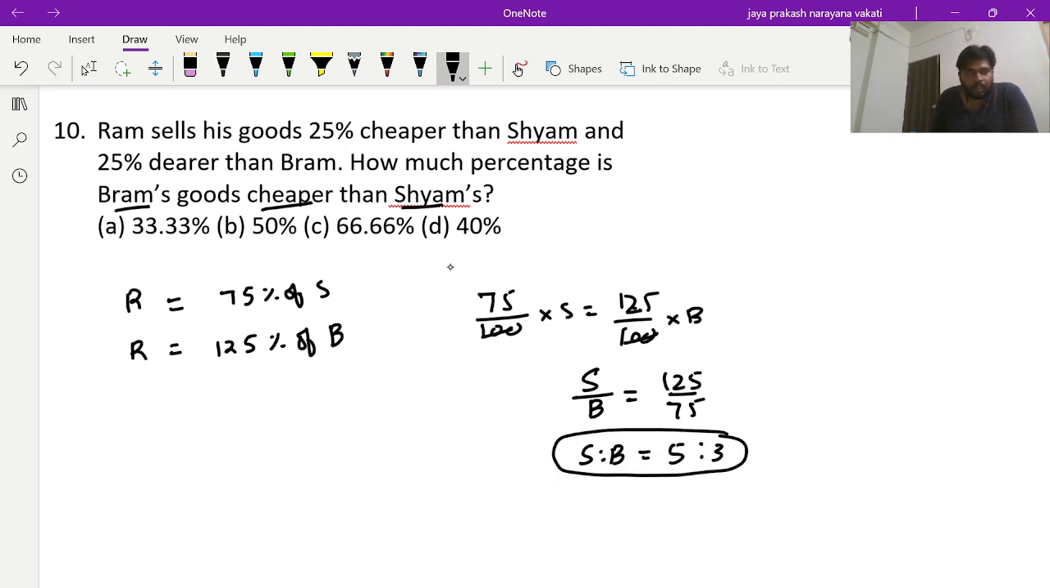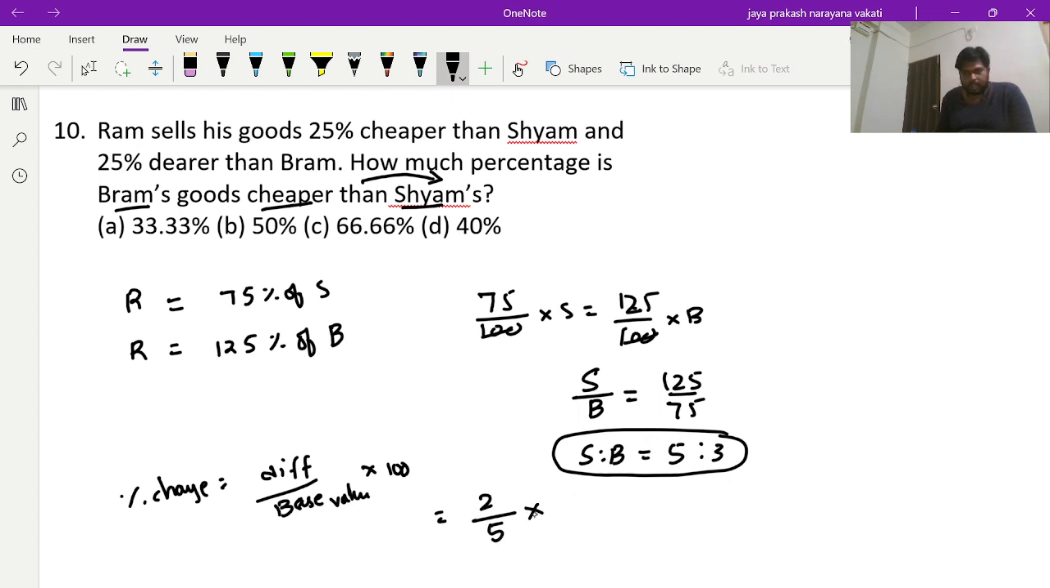And we already know Brahm's goods are cheaper than Sham's. So Sham will be the base value. Here we need to calculate percentage change. We know the percentage change formula is difference by base value into 100. Difference is 2. Here the base value is Sham, which is 5, into 100. So 2 by 5 is 40%. So I can say Brahm's goods are 40% cheaper than Sham's.